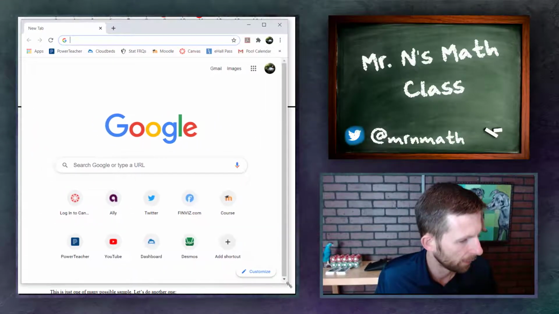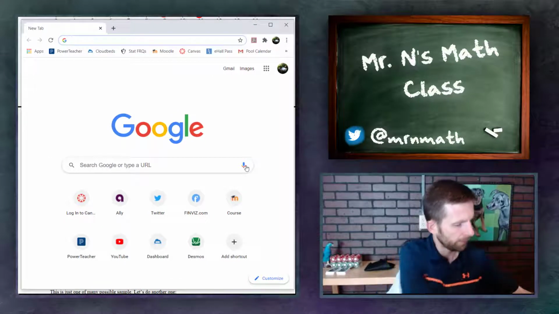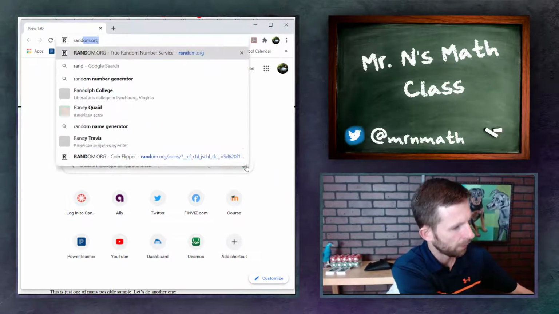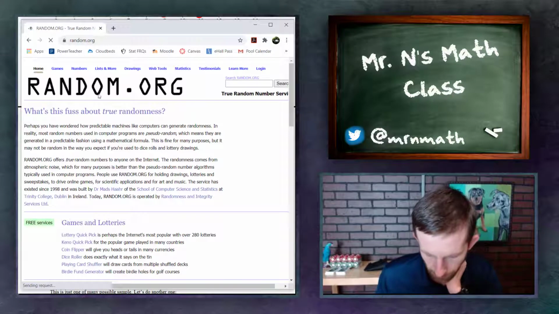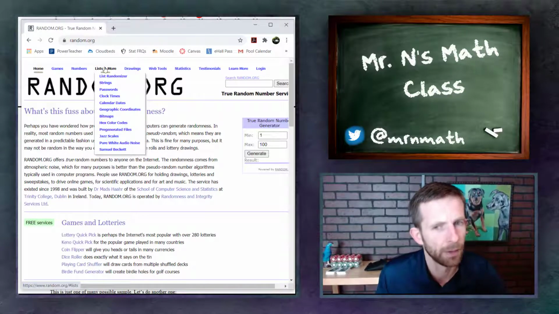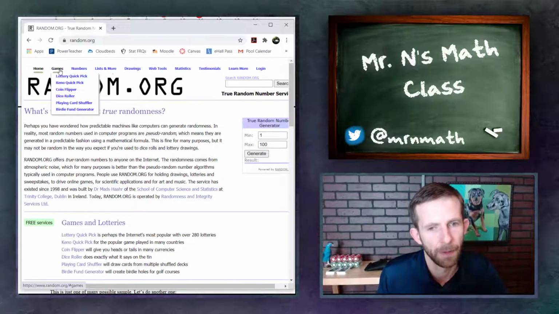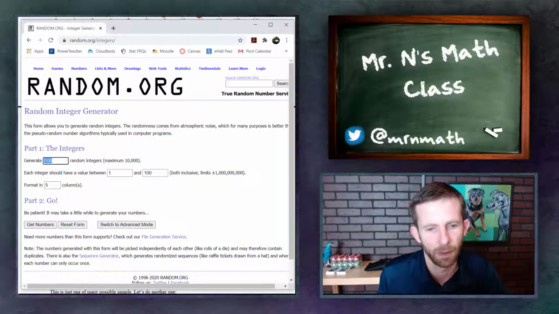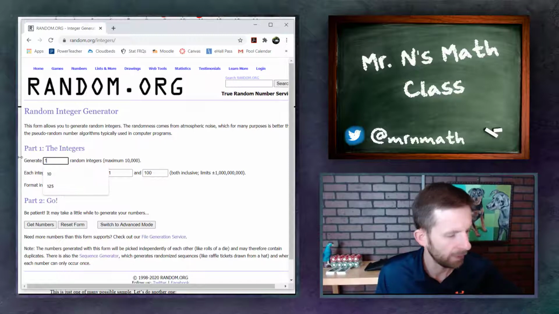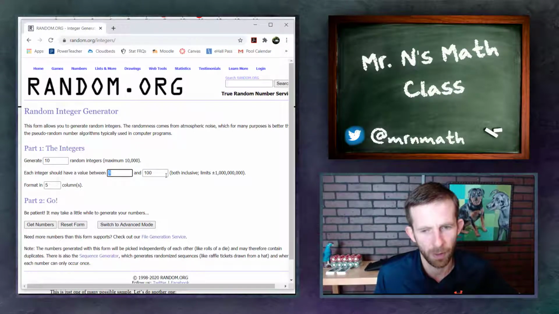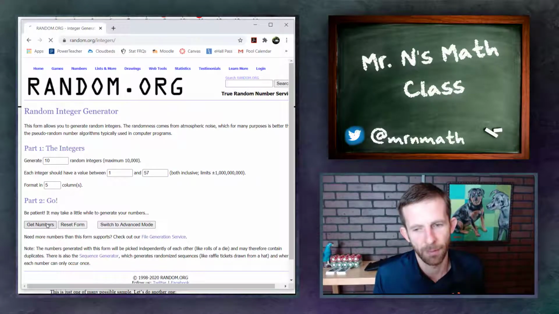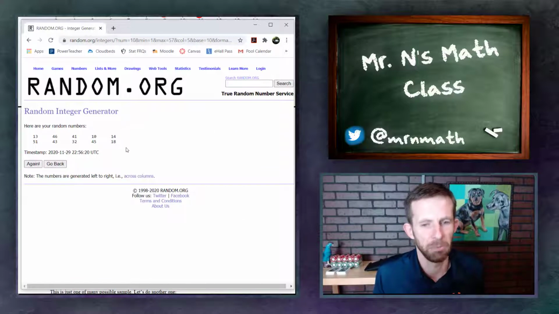So let's go to random.org. You're going to have to do one of these later on next week. Go to numbers, integers, generate 10 integers between 1 and 57 in, let's say, 5 columns. Get numbers. So there would be a sample. So that's how I generate a sample.